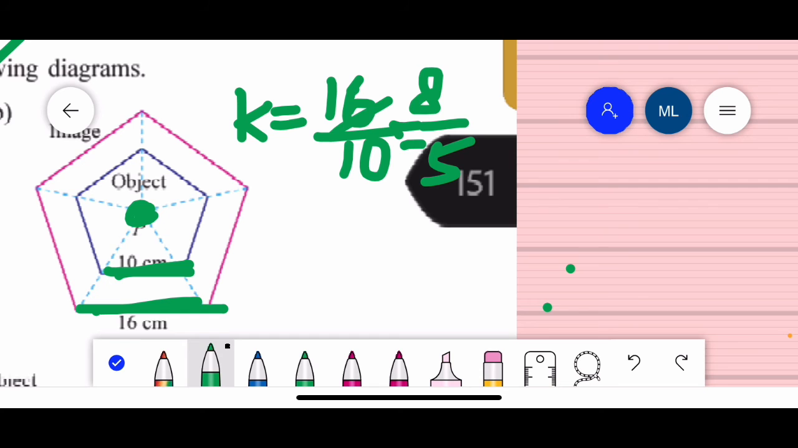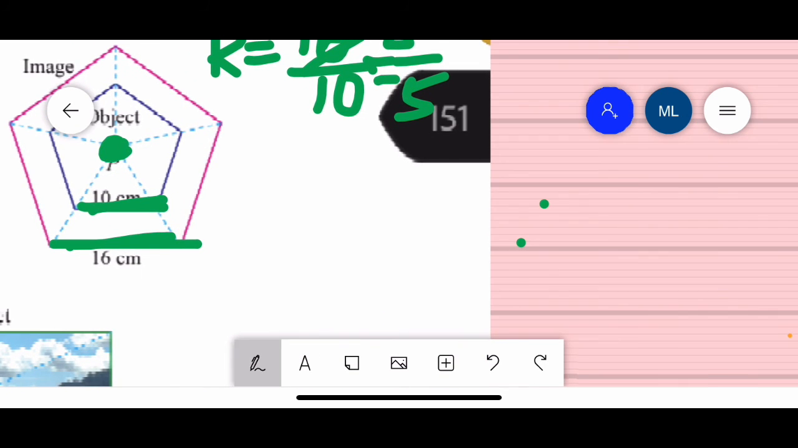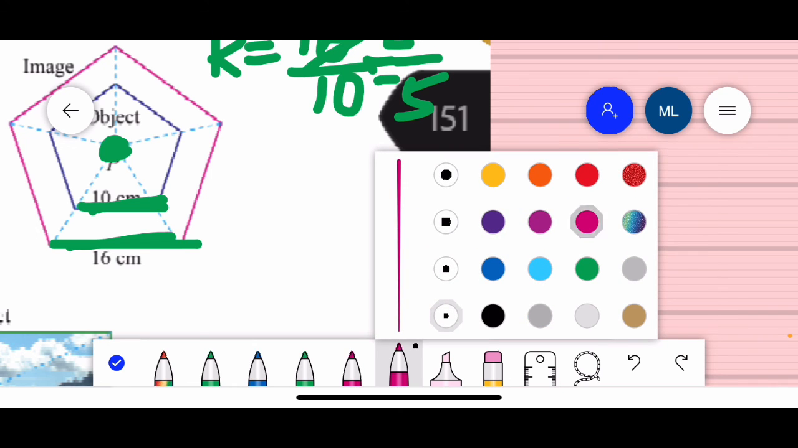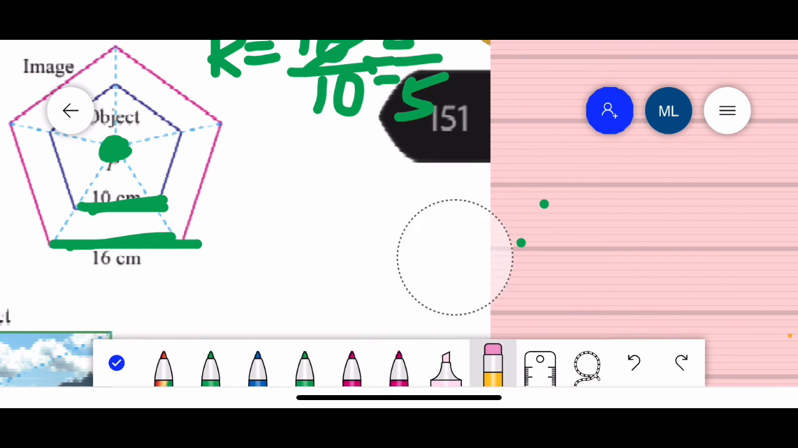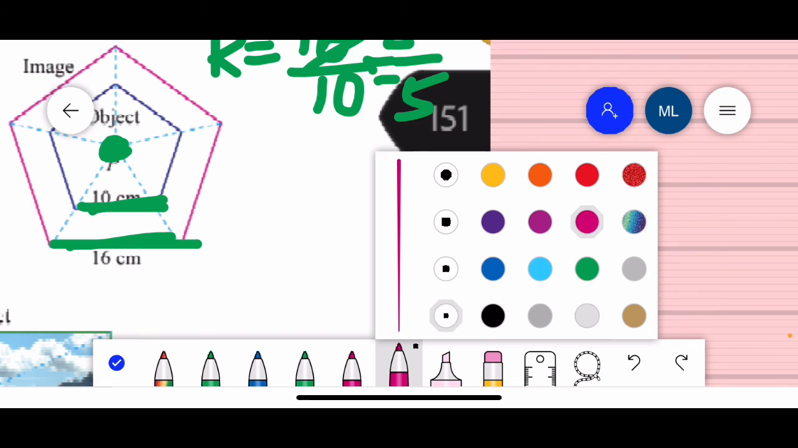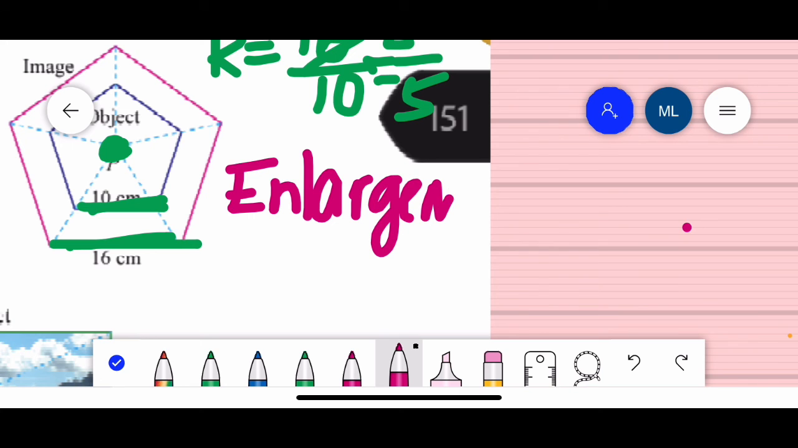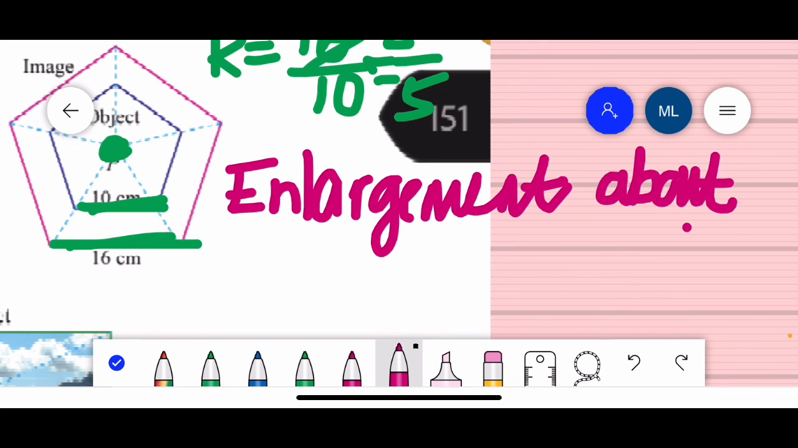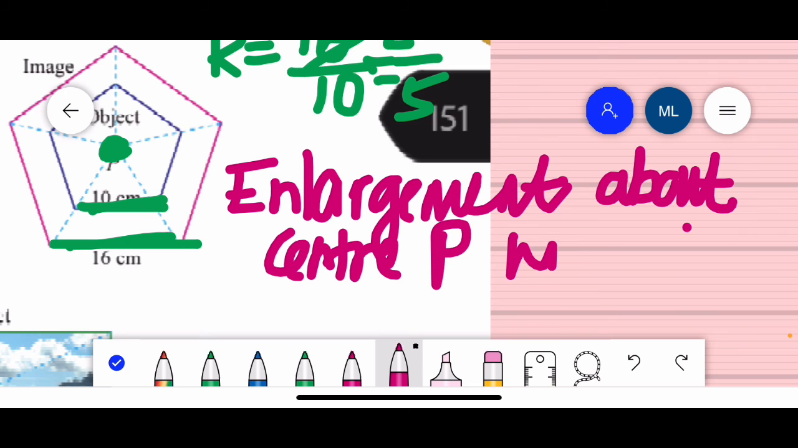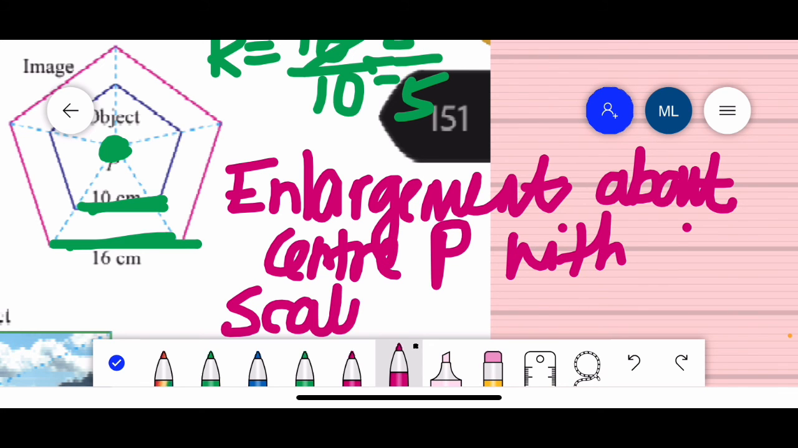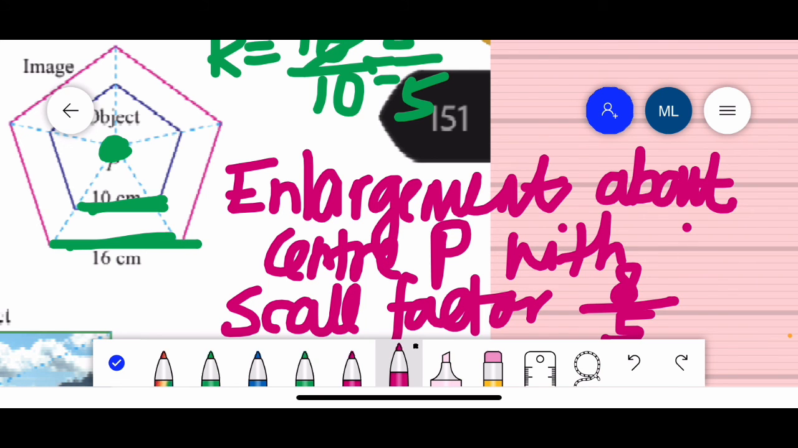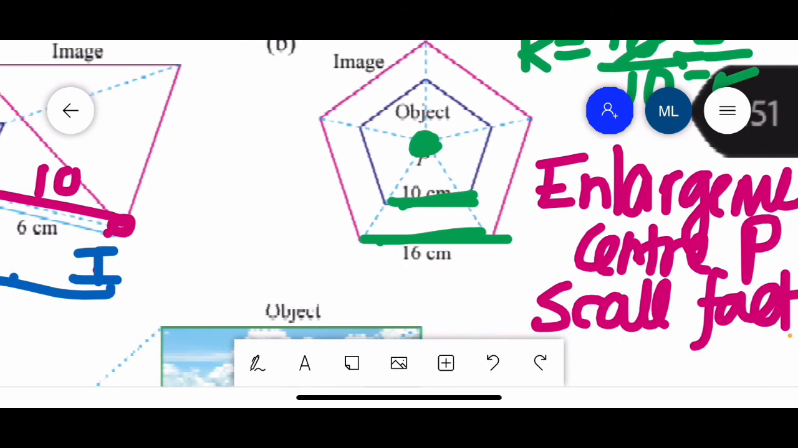We need to write it in a sentence, so let's write it down. I'm going to use the pen to write: enlargement about center P with scale factor, in fraction 8 out of 5, or you can write 1.6. Alright, so we have solved this one.